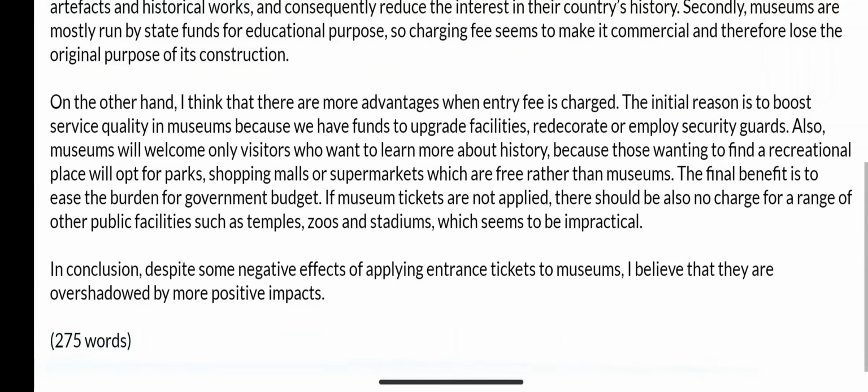If museum tickets are not applied, there should be also no charge for a range of other public facilities such as temples, zoos, and stadiums, which seems to be impractical. In conclusion, despite some negative effects of applying entrance tickets to museums, I believe that they are overshadowed by more positive impacts.